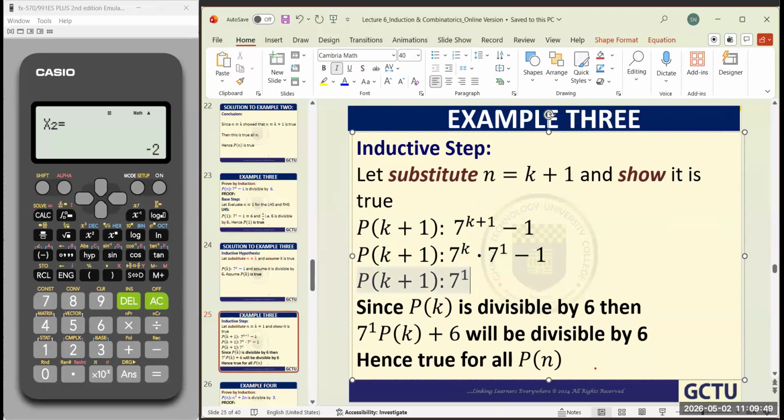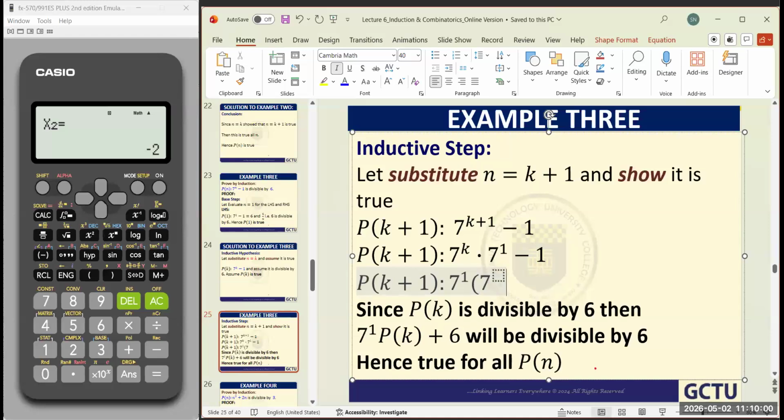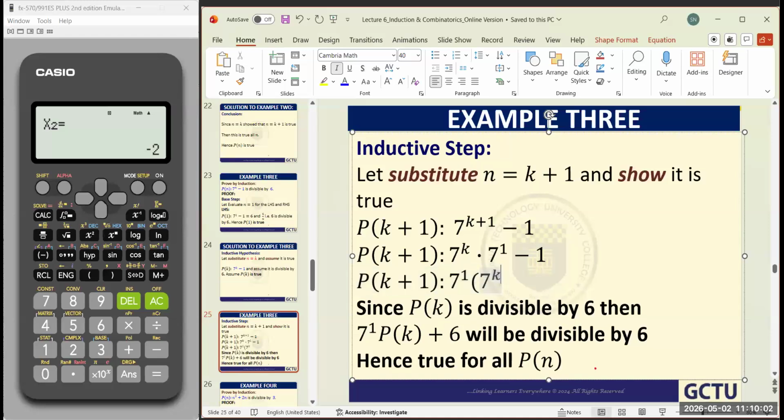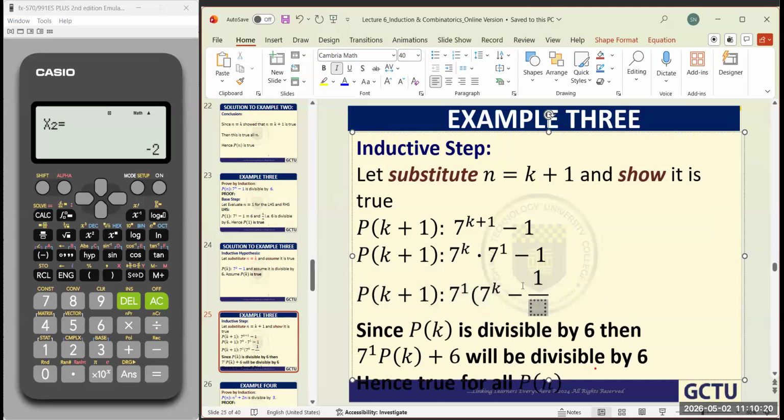out, and I bring a bracket, on the first left, this left-hand side, I'll be left with 7 raised to the power k. And then what would I be left with? This is where the problem is. This place is minus 1. I factored 7 raised to the power 1 out, so what I should have been left with is 1 over 7. For this to be correct, I should have been left with 1 over 7.